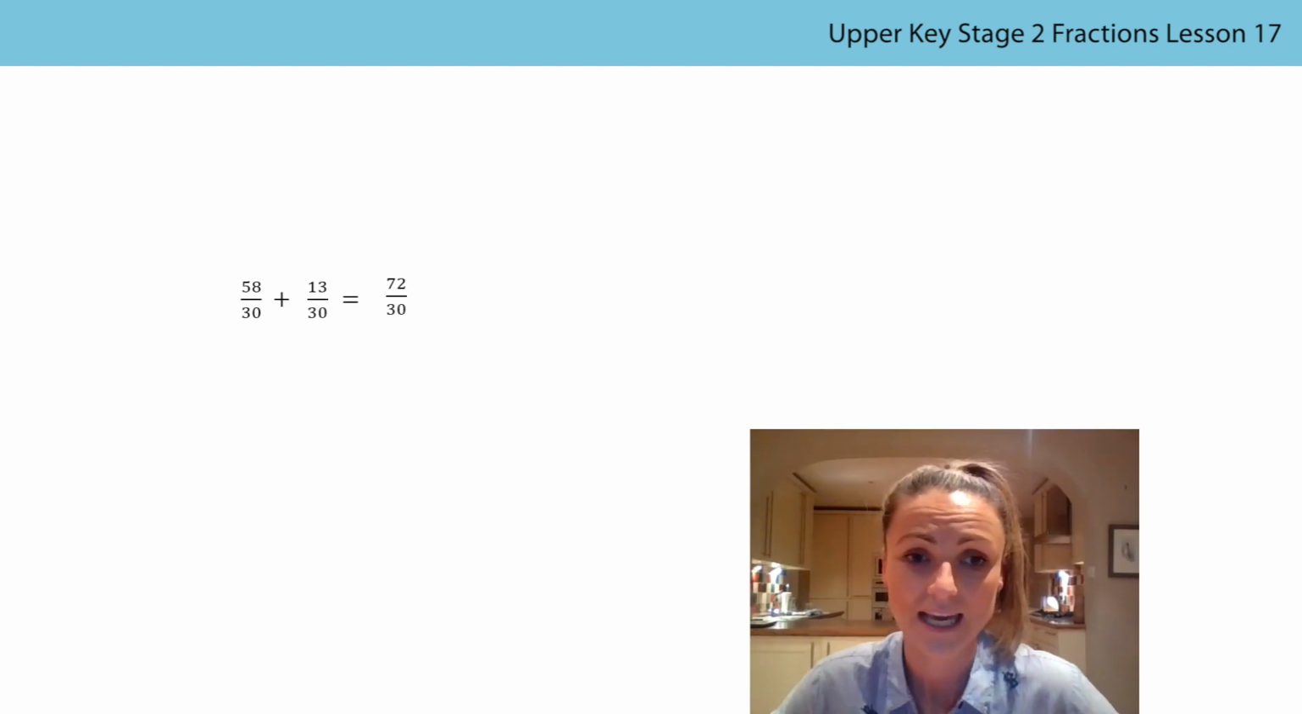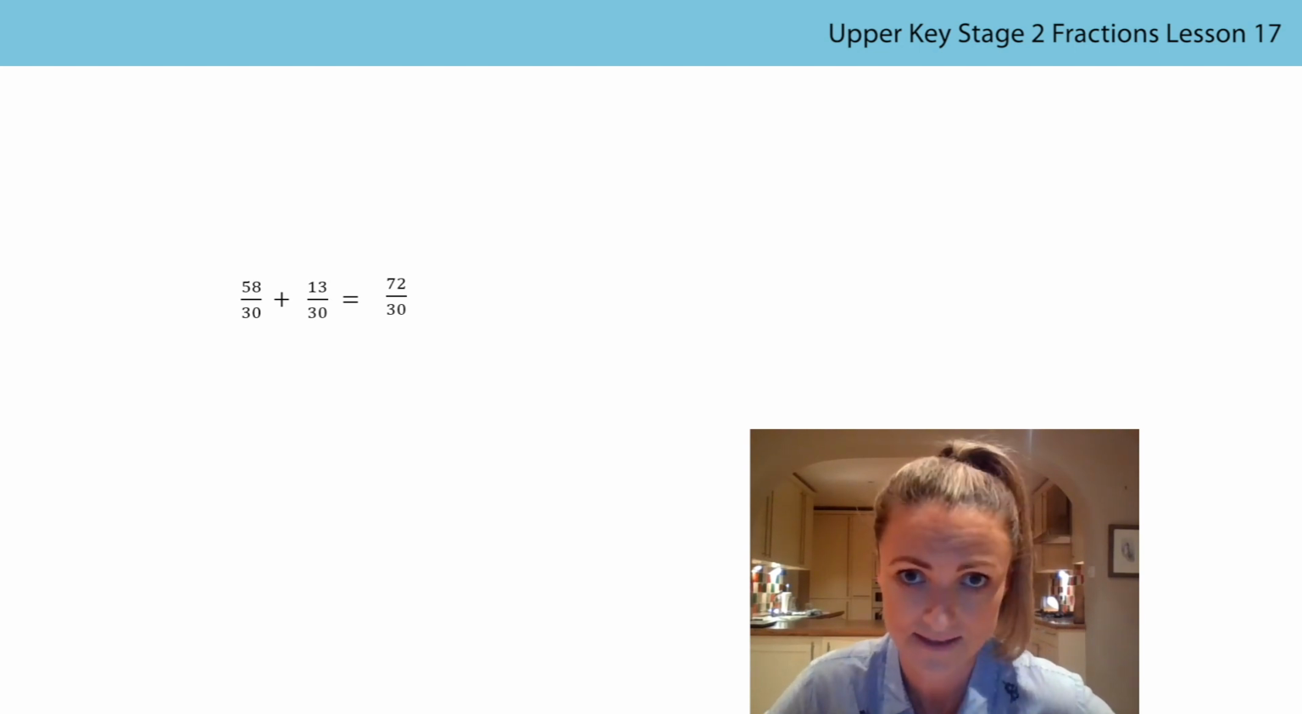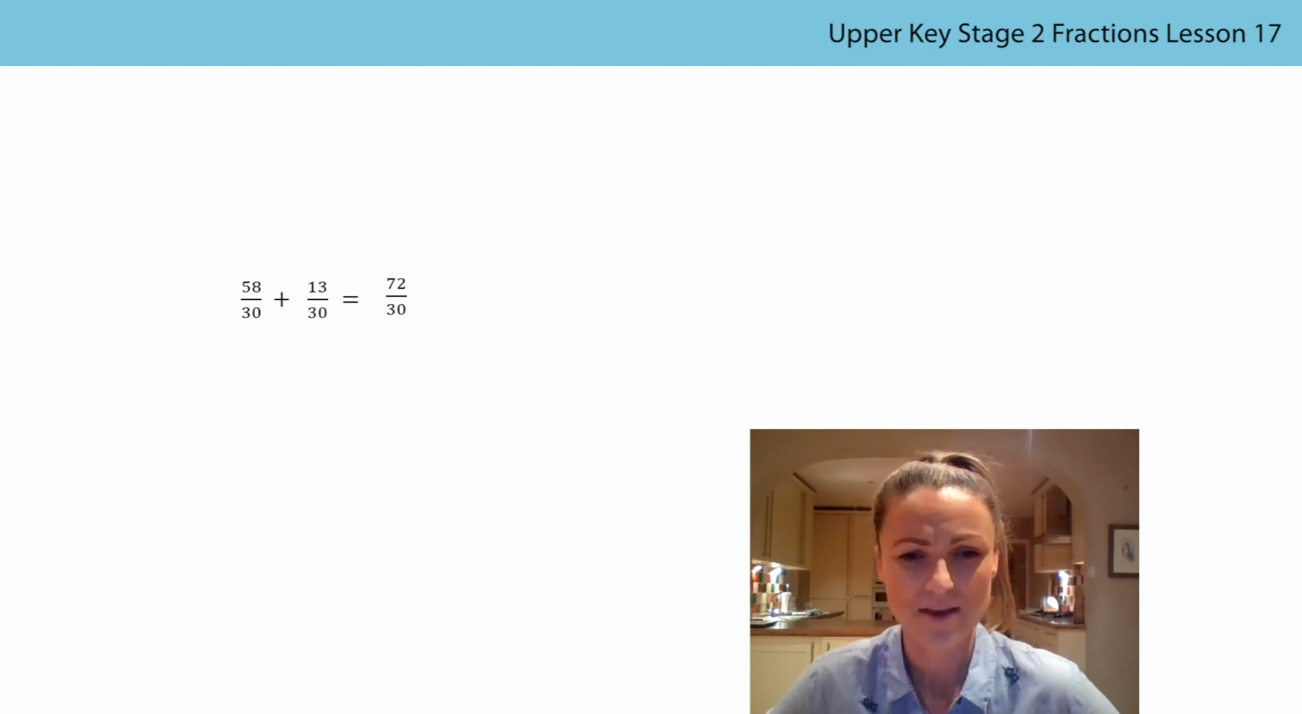So we are going to look at a calculation, and we are going to think about and consider which method would be easiest, most efficient to help us to simplify. So 58/30 add 13/30 is 72/30. Now the first thing I think of is that those numbers are quite large, and at the moment I'm struggling to think off the top of my head of a common factor of 72 and 30, the highest common factor. It's a bit tricky.